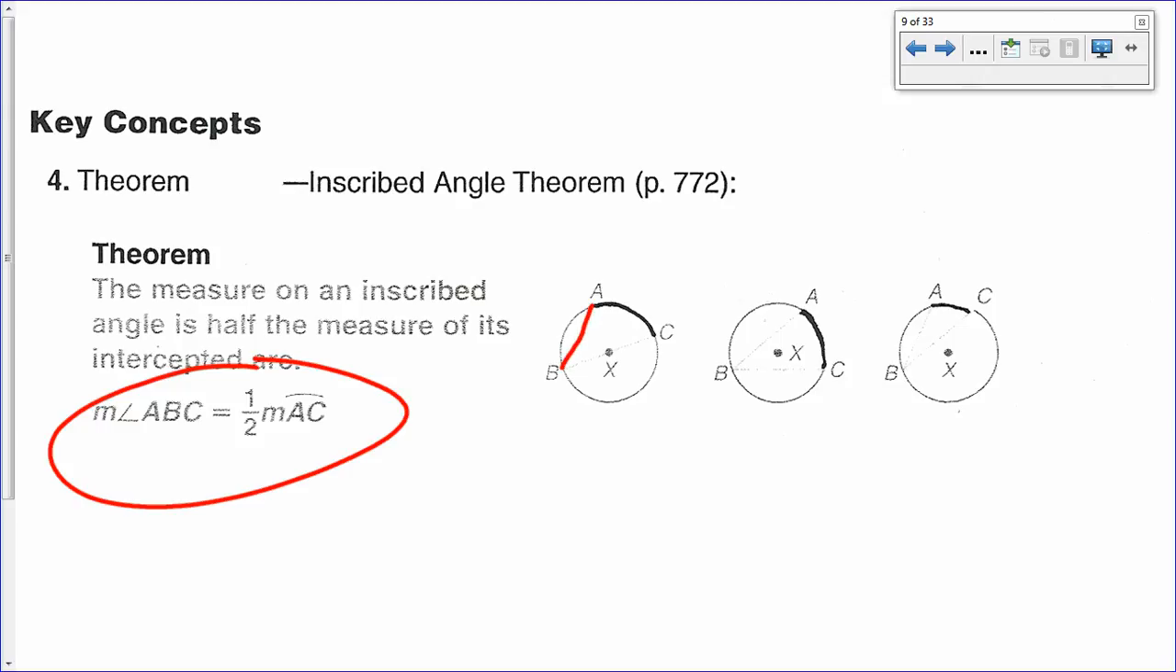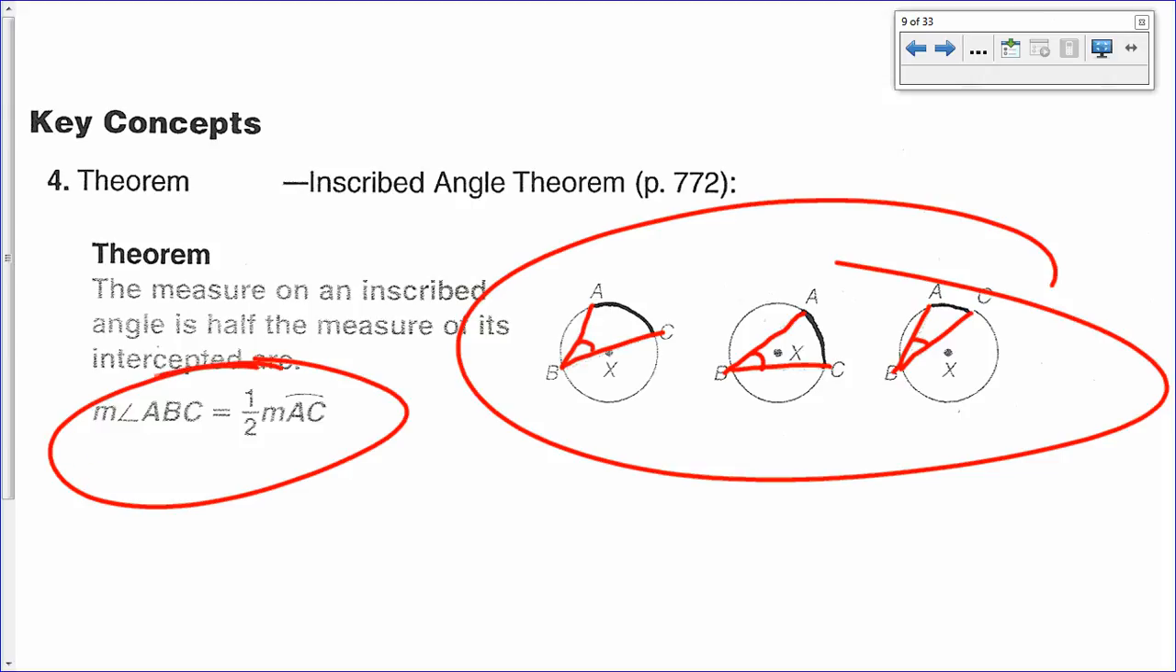So we got AB and BC going right through the center point. That makes an inscribed angle. You got AB and BC, one on each side of the center point. That makes an inscribed angle. And then AB and BC on the same side of the center point, and that makes an inscribed angle. So there's a lot of ways to make inscribed angles. It doesn't matter. Any of these diagrams is going to follow this formula here, and it's a very simple formula.